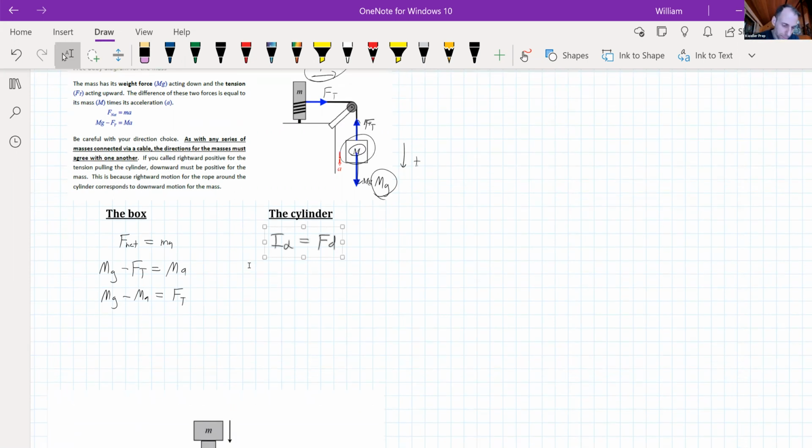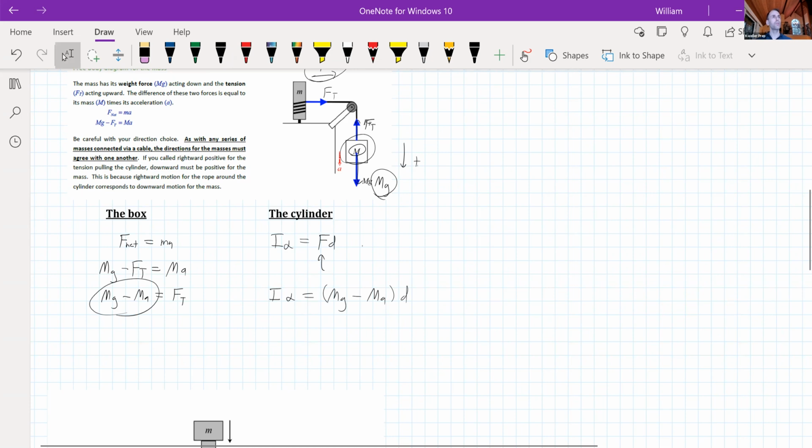So anyway, the force which is causing the cylinder to rotate is the tension, as we said. So we can plug that in. I alpha is equal to mg minus ma, and that's times the distance, right? So let's plug in. I'm going to intersperse using my own handwriting versus dropping in figures. So let's drop this in.